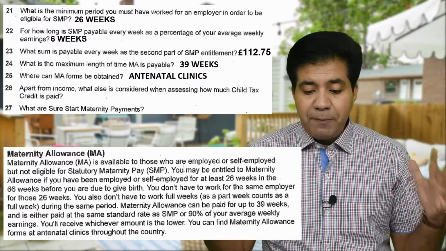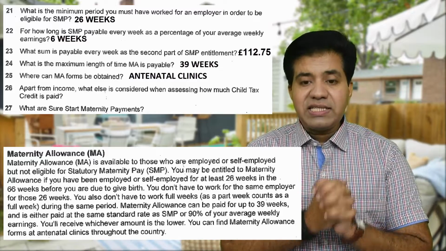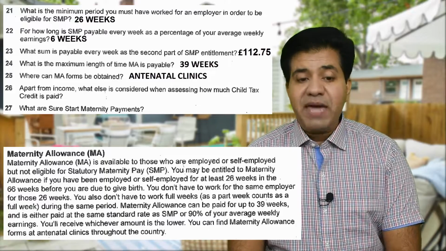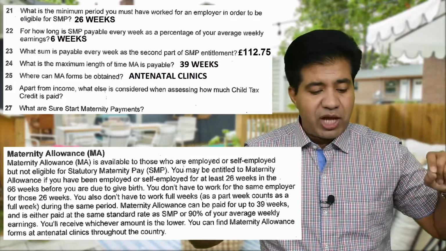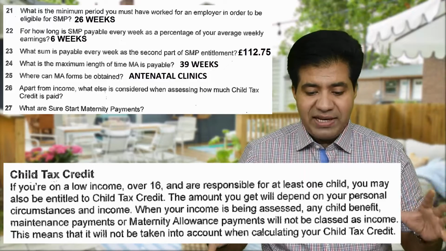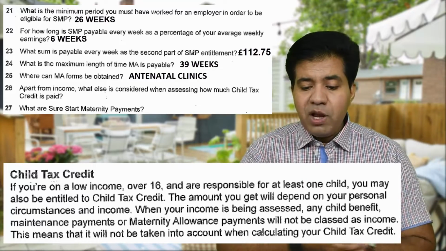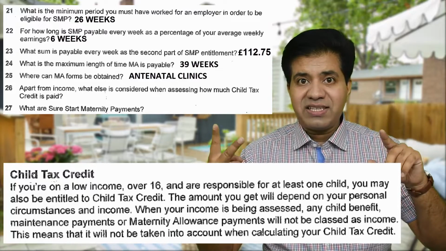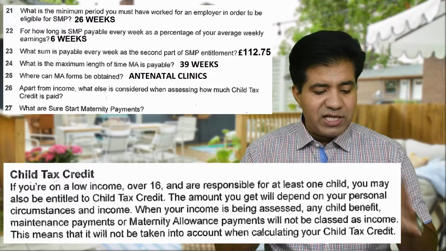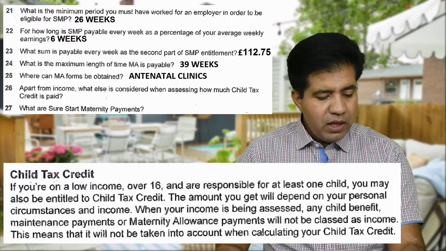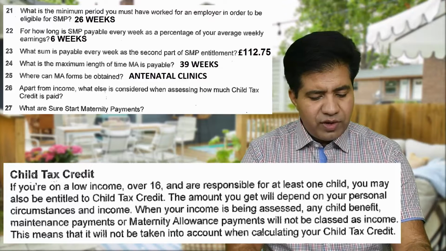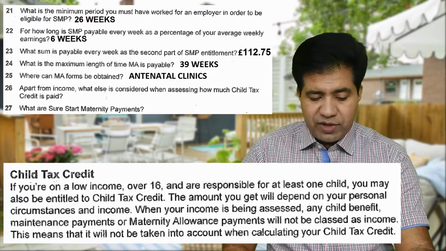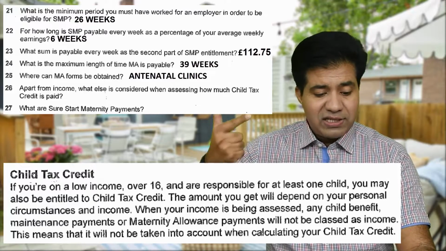Question number 26. Apart from income, what else is considered when assessing how much child tax credit is paid? Now the next paragraph is about child tax credit. Tax credits, right? So the question is, apart from income, what else is considered? They consider two things when they talk about child tax credit. So one is income, the other one, let's just find out. Please follow me. If you're on low income, over 16 and responsible for at least one child, you may also be entitled to child tax credit. Okay. Now apart from income, what else do they consider?